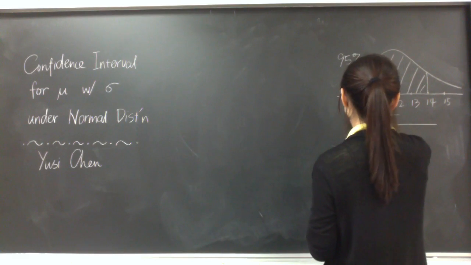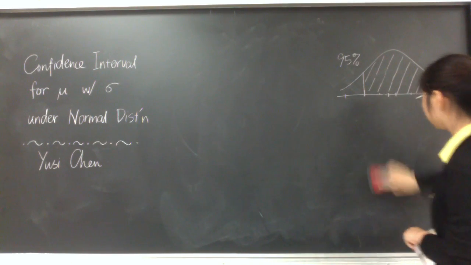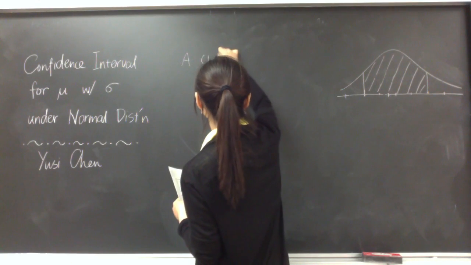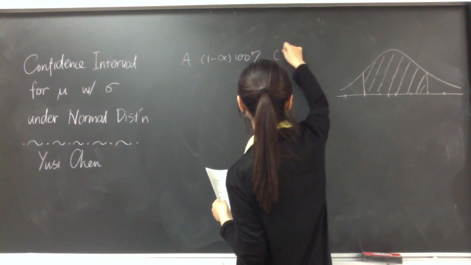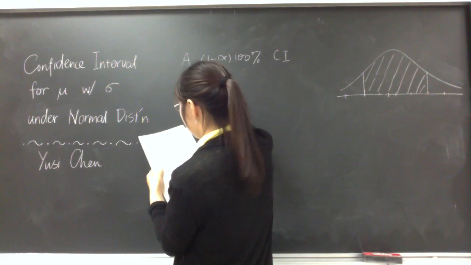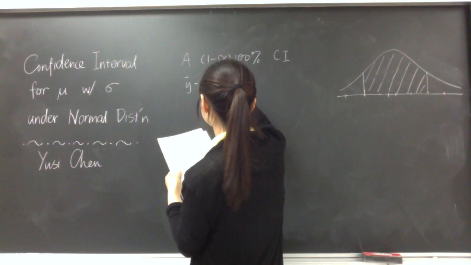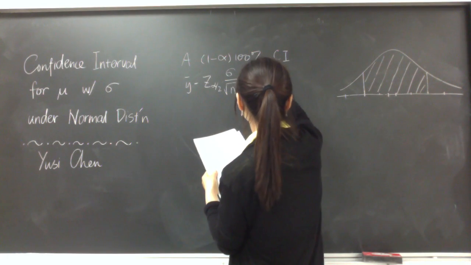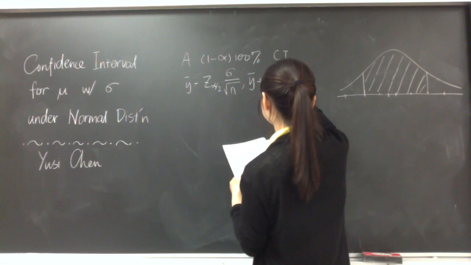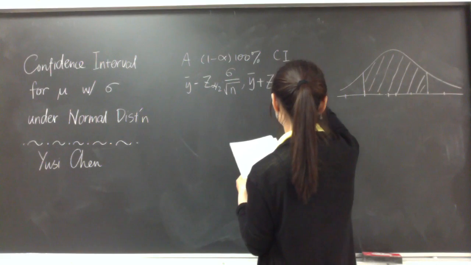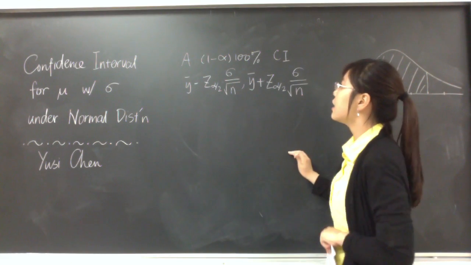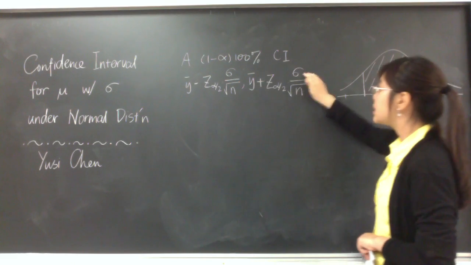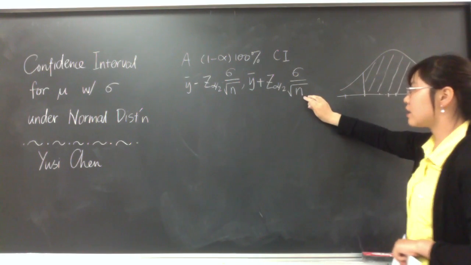Now I'm going to talk about the formula to calculate confidence interval. If we want to construct a 1 minus alpha times 100% confidence interval, it should range from y bar minus z alpha over 2 times sigma over square root of n, to y bar plus z alpha over 2 times sigma over square root of n. In this formula, 1 minus alpha times 100% is the confidence level. Y bar is the sample mean. Sigma is population standard deviation, and n is sample size.